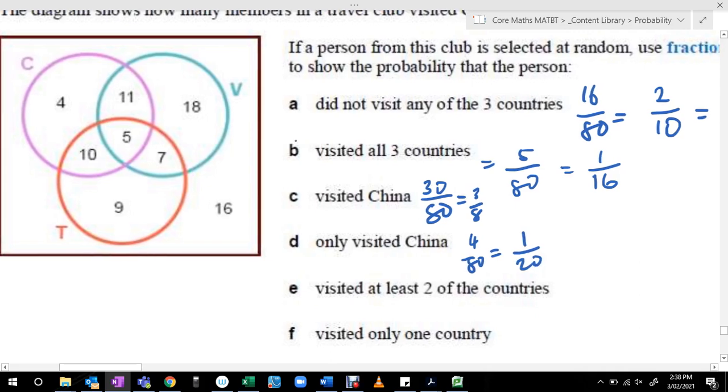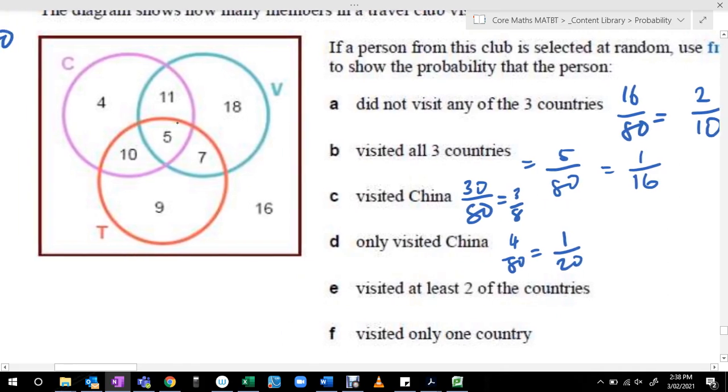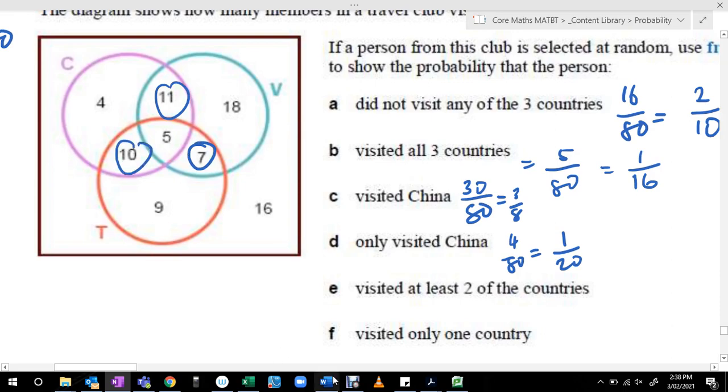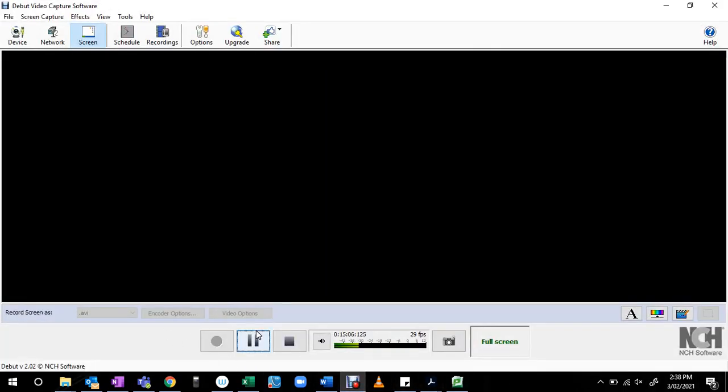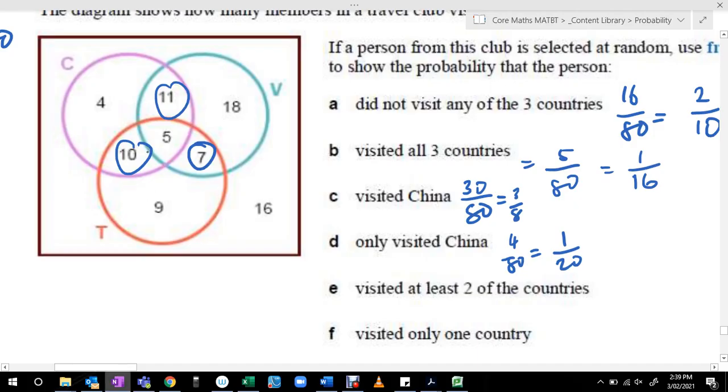Visited at least 2 of the countries, so at least 2 countries. That's a trick question as well, because that would be anybody who's visited 2 countries. All right, so this is a trick question because it's saying at least 2 of the countries. Am I missing one more? Yes, which one am I missing? The middle, because these people have visited 3. So I'm adding 10, 7, 5, 11, and that would be 15, 22, 33. Thank you. 33 out of 80.